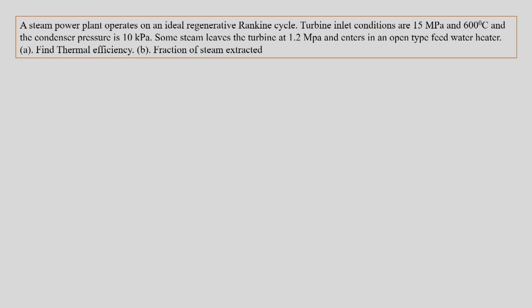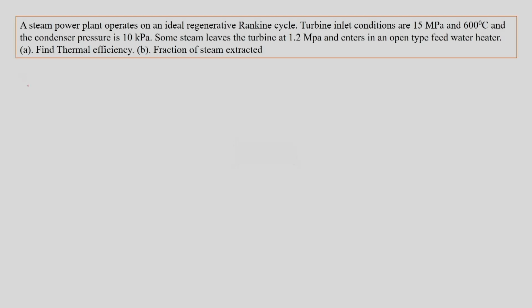Turbine inlet conditions are 15 megapascal and 600 degrees Celsius. Condenser pressure is 10 kPa. Some steam leaves the turbine at 1.2 megapascal and enters an open type feed water heater. Find thermal efficiency and fraction of steam extracted. So, we will start with the given things.